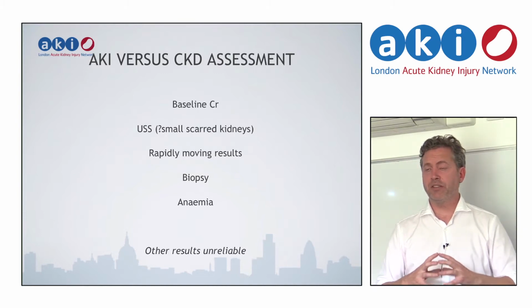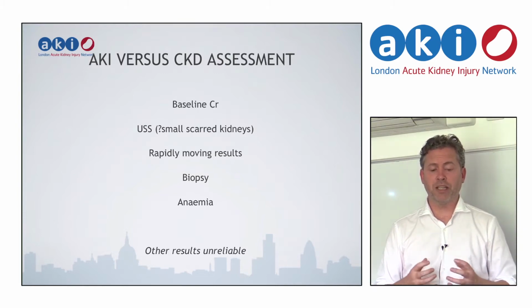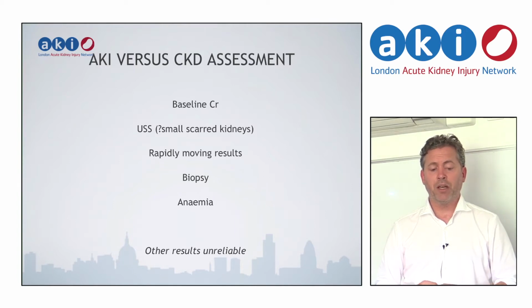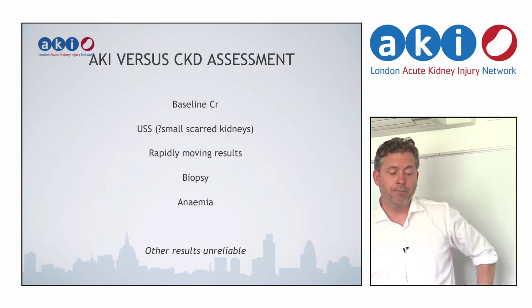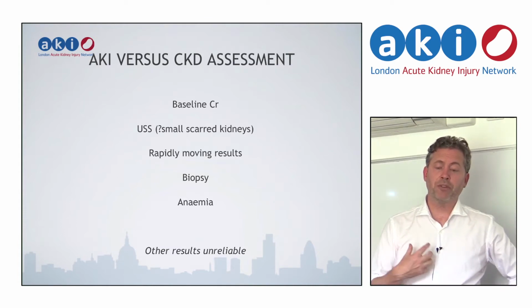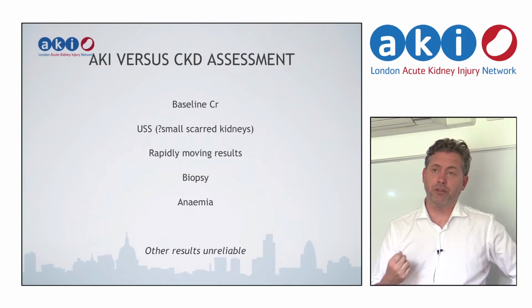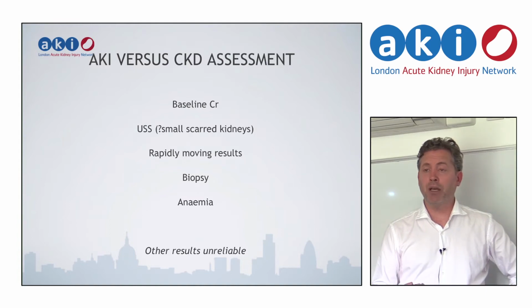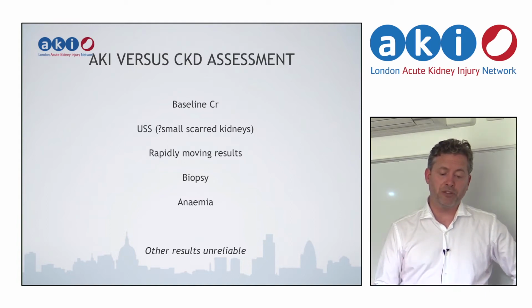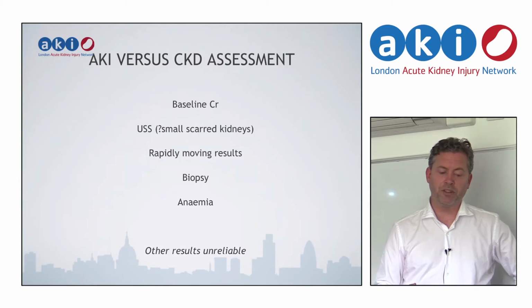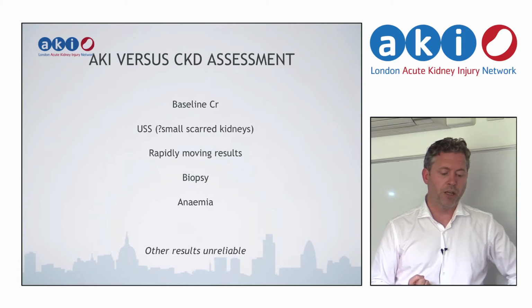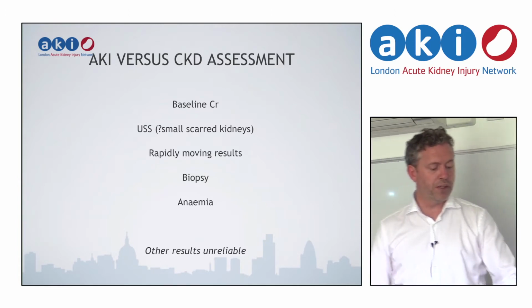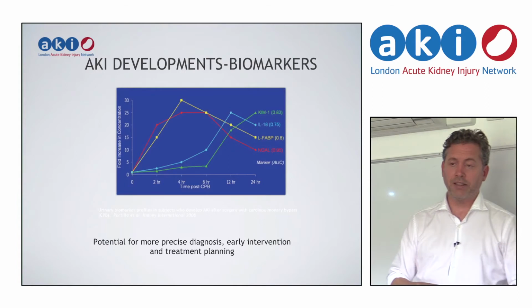Some patients with chronic kidney disease have preserved renal mass, but if the kidneys are small and scarred, that is highly suggestive of chronic disease. If the results are moving very rapidly, this suggests acuity. Sometimes we do actually need to do a kidney biopsy to establish how acute and reversible the pathology is. Anemia can be a marker of chronicity, but many patients with AKI due to multisystem diseases or critical illness are anemic for non-renal reasons. The other results, I would say, calcium phosphate levels are unreliable as a differentiator.